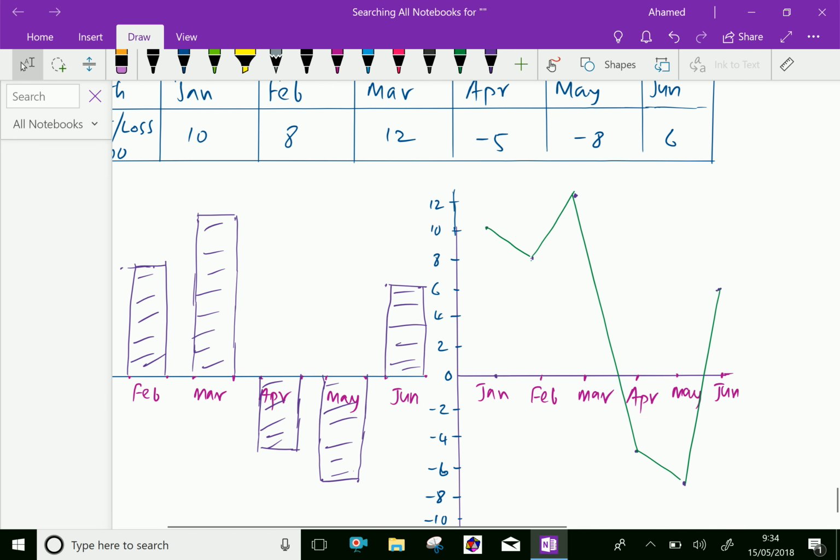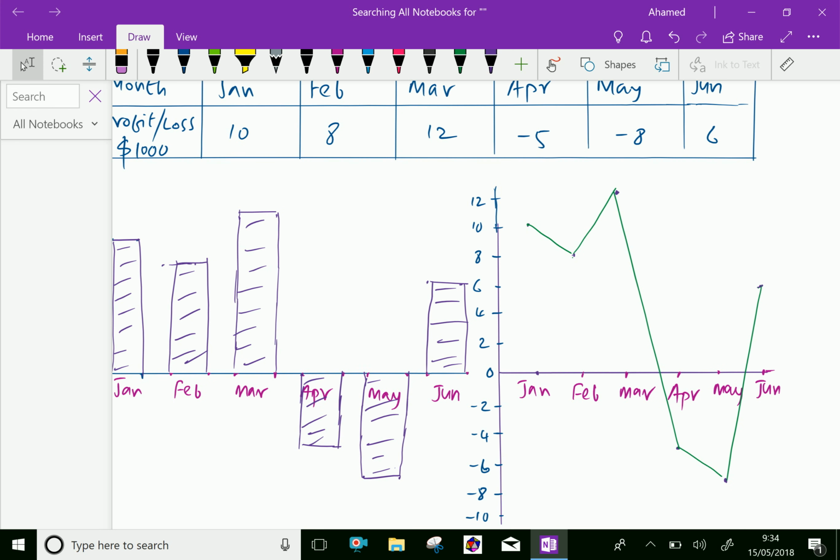So here a bar graph and a line graph are given to represent the given information.